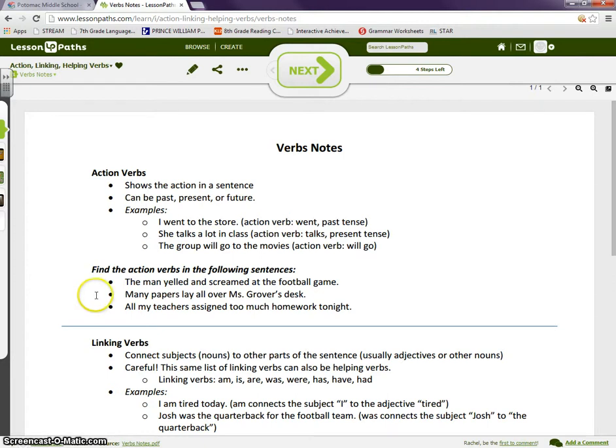Okay, let's look at the third one. All of my teachers assigned too much homework tonight. Where is the action verb? The action verb is assigned. It is past tense. They already did it. This might be the time where you hit pause and you maybe put some of these in your own words and come to class if you have any questions about action verbs.